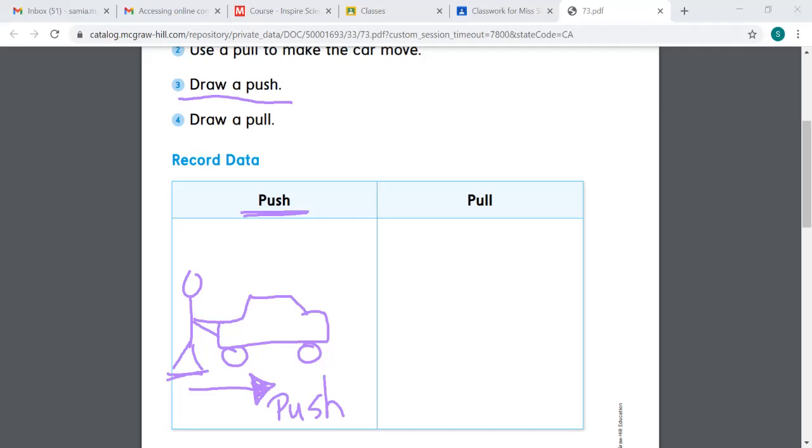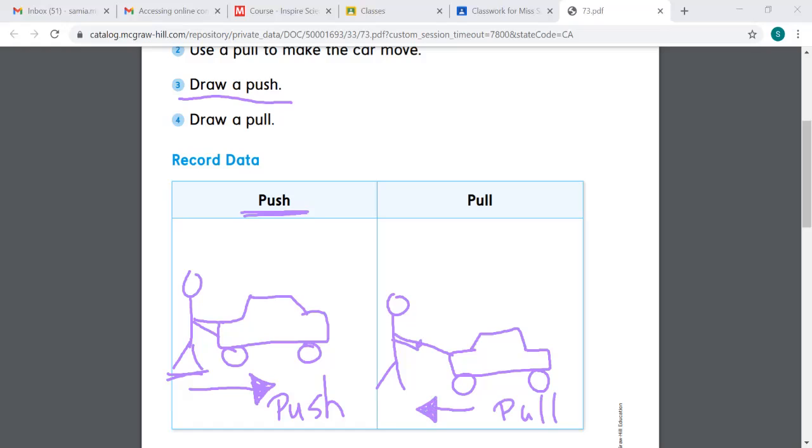Now, if you have a string on your car, we can show what a pull looks like. So let's say we have a string here attached to our car. Now we are going to draw a pull. So we are pulling on the string and the car is moving towards us. And that is a pull. You are pulling it towards you with that string right there. So that's a string and these are our hands pulling it towards us.